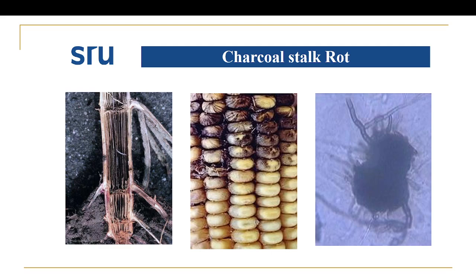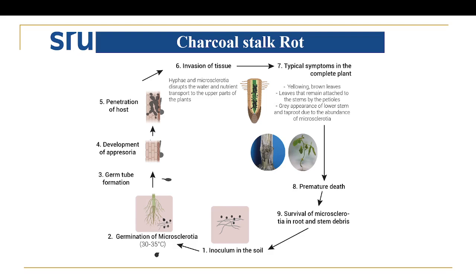So these are the images representing charcoal stalk rot: complete disintegration of the vascular tissue, and complete black color appearance of the vascular bundles. Sometimes the pathogen may also infect the developing kernels. So this is the microsclerotia, which is able to survive in the soil for a longer duration. So this is the disease cycle of charcoal stalk rot.